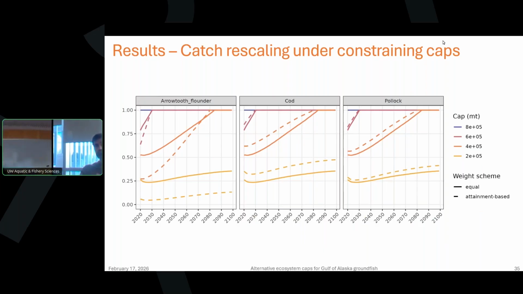Okay, sorry, I forgot one. I know you had a slide on it, you have to go back to it, but is there an easy way to explain the difference between equal and attainment based? Oh, yeah. Okay, so think that you have a cap that is constraining, right? So you have to comply with that cap. The equal rescaling, you're basically saying all the stocks that are under the cap have equal values, and I want to attain them all in the same way.